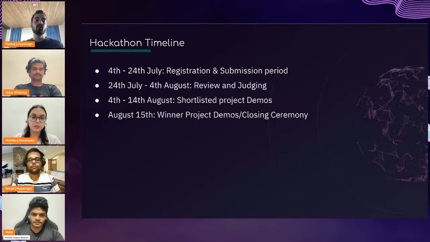Then from 4th of August to 14th of August, we will be doing a shortlisting. And once the projects are shortlisted, we will do a project demo of all the shortlisted projects. And on August 15th, there will be a demo of the first three projects that are going to win the hackathon, and also the closing ceremony.